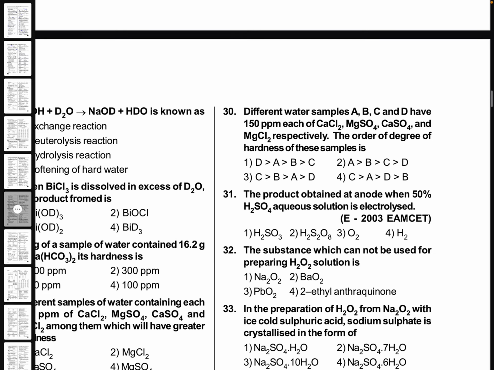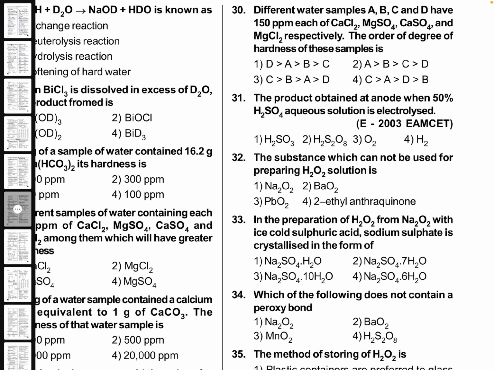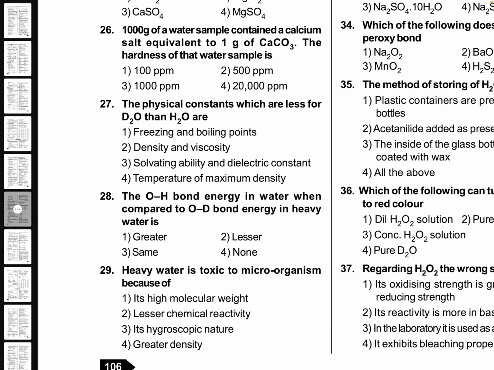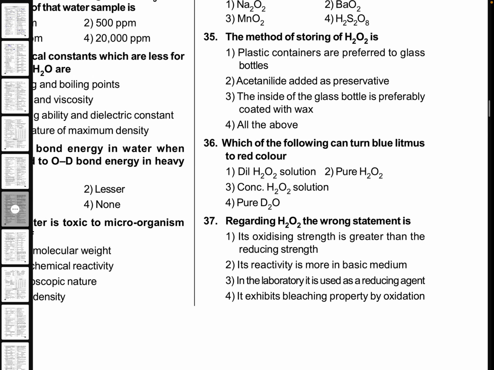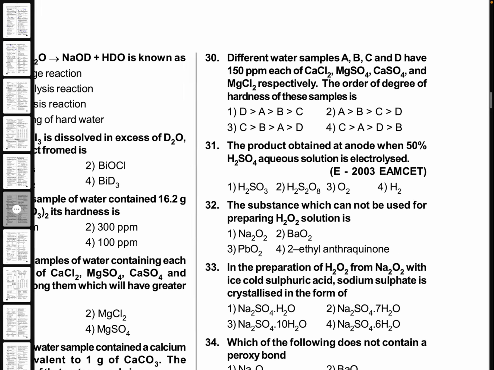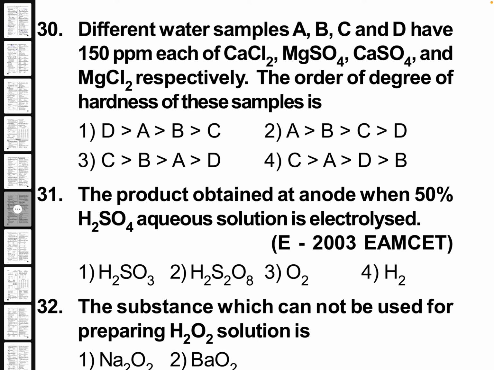29. Okay, now 29 we have completed. 30 questions. We'll stop at 30 questions because I don't want to take much of your time. So different samples A, B, C, D have 150 ppm, a similar question. Okay, now have a look at this 30th question.